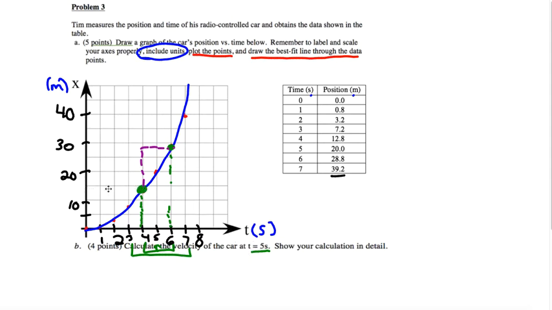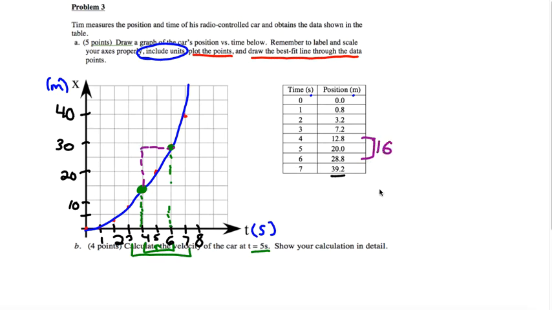Now it's hard to see exactly where these points are on your graph, but remember, they're at the position that it told me in this data table. At 4 seconds, it was at 12.8. It went up to a position of 28.8. So from 12.8 to 28.8, the rise, how much it changed by, is 16.